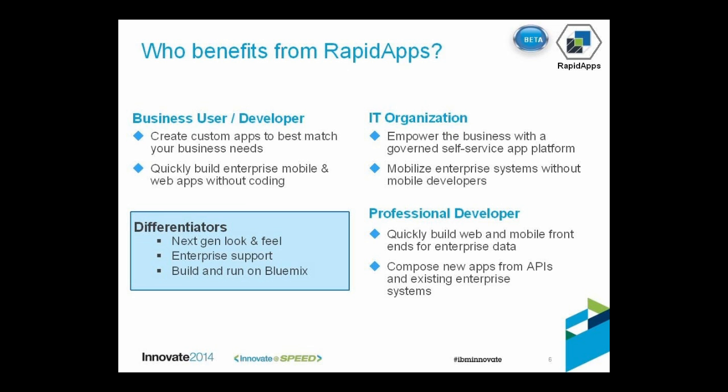And then, of course, there's a professional developer who's quite capable of building very complex apps using the traditional tools, but who in this case simply wants to build a quick app to get out there, perhaps to prototype, put a web or mobile front end on enterprise data so that the users can directly view that data or perhaps even manipulate it. And then finally, as we saw on the previous slide, because of all the services that are available within Bluemix plus other adapters that are available, you can compose new apps from existing APIs and existing enterprise systems and tying things together with Rapid Apps.